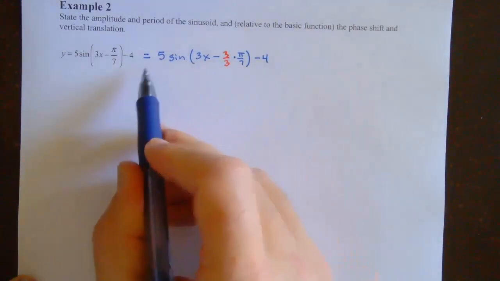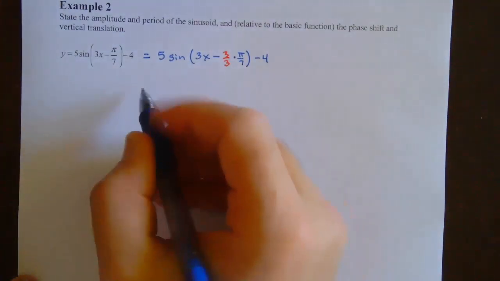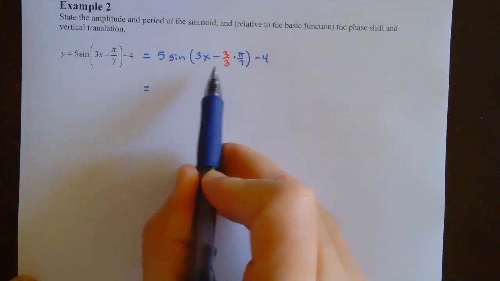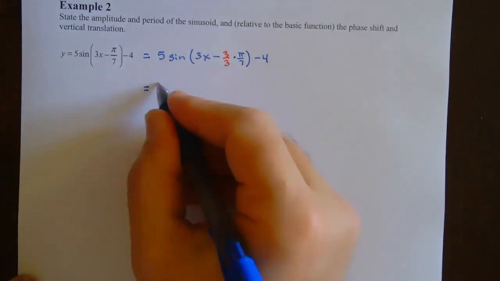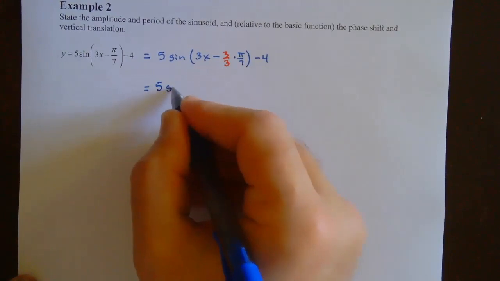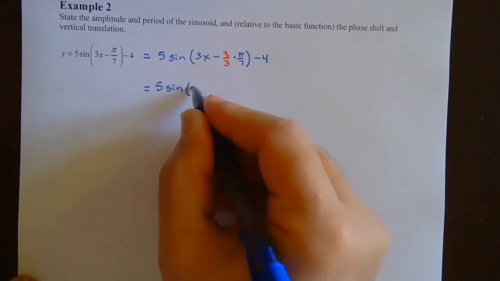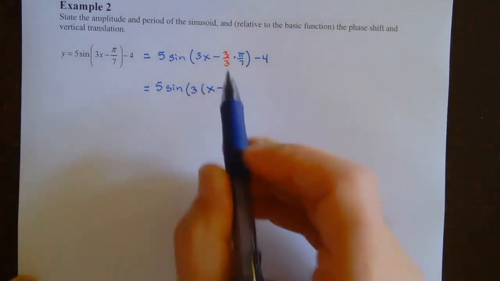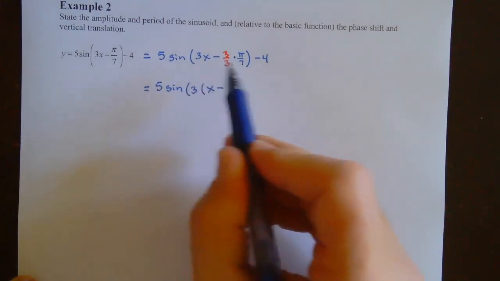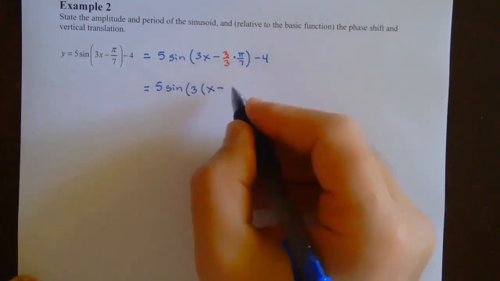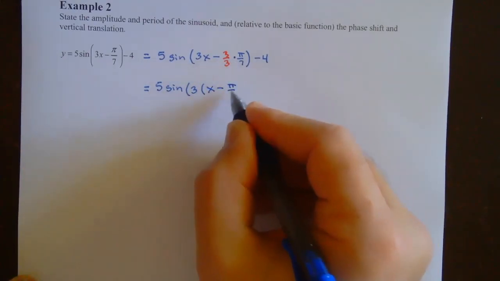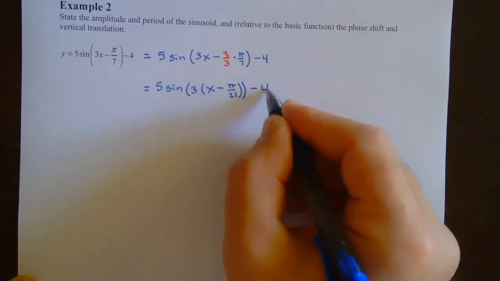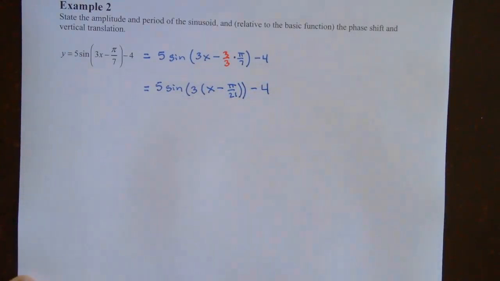Okay, so then what we can do next is, I'll just come down here. This allows us to factor a 3 out. So this would be 5 sine of 3 parenthesis, and then x minus, so this top 3 got factored out. So we're left with pi over 21. And then close the parenthesis, and then minus 4. Now we can read everything off this.